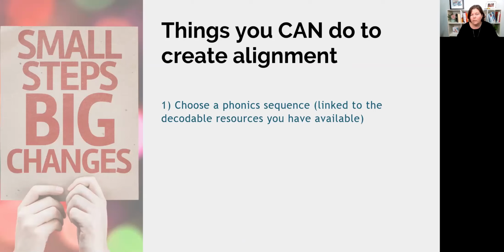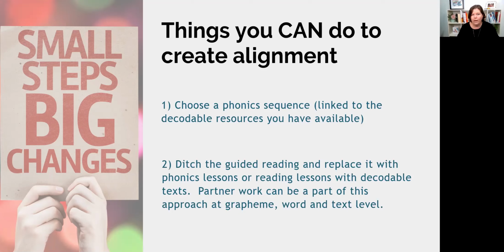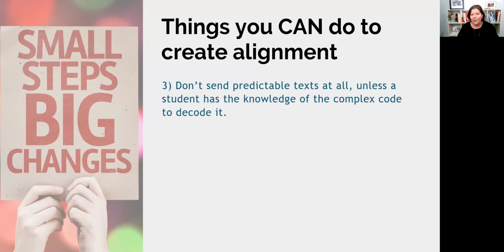Choose a phonics sequence. It's much better to have a sequence and just start there than do this ad hoc thing. Link it to whatever decodable resources you have. And a decodable resource can be this. Remember, it's better if it's a fantastic text, but it doesn't have to be. Ditch guided reading where you can and replace it with phonics lessons or reading lessons with decodable text. Don't send predictable text at all if you can help it.